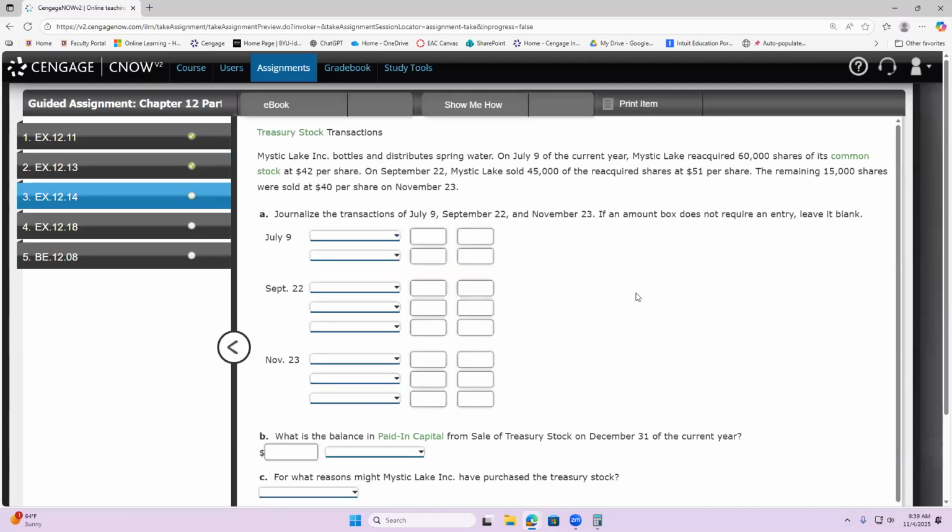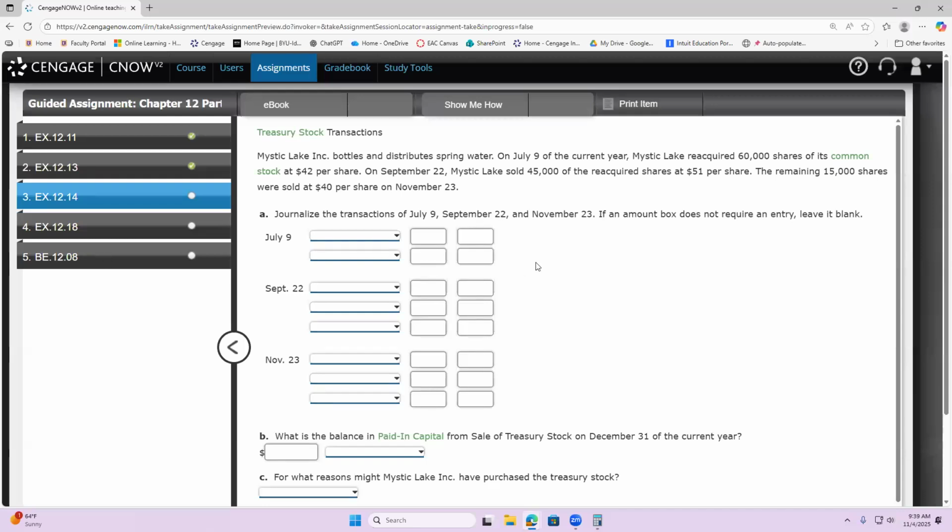So Mystic Lake Incorporated bottles and distributes spring water. On July 9th of the current year, Mystic Lake reacquired 60,000 shares of its common stock at $42 per share. On September 22nd, Mystic Lake sold 45,000 of the reacquired shares for $51 per share, so they made a profit on them. And the remaining 15,000 shares were sold at $40. So this is very similar to the example we just looked at.